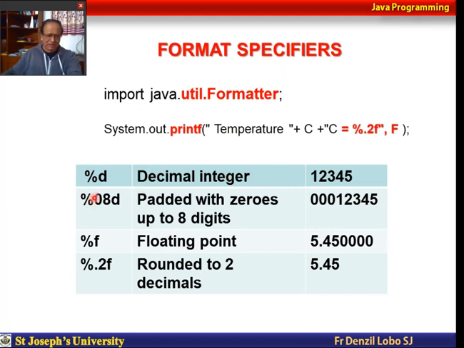Suppose it's %08d, so the number is going to be padded with 0, as you see here. So 8 digits are going to be displayed.